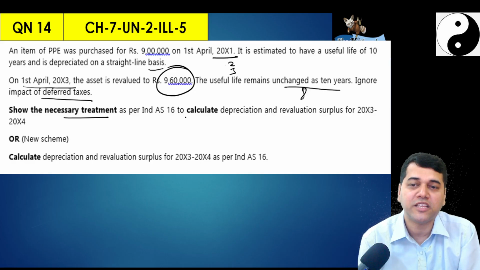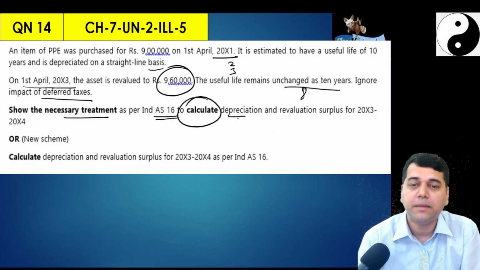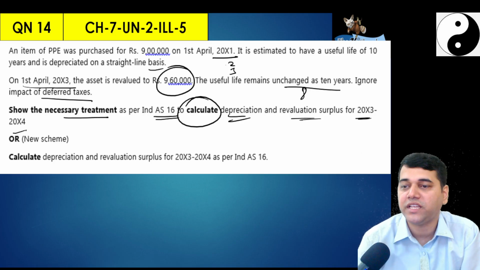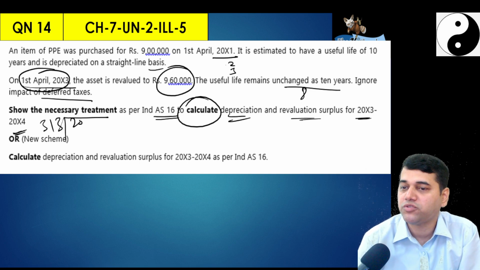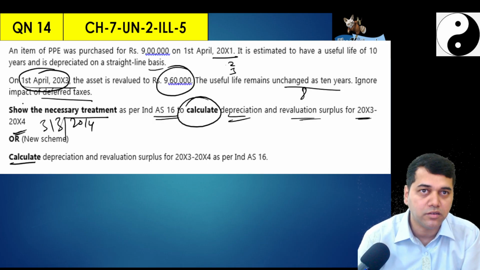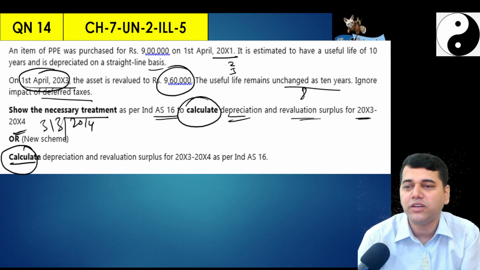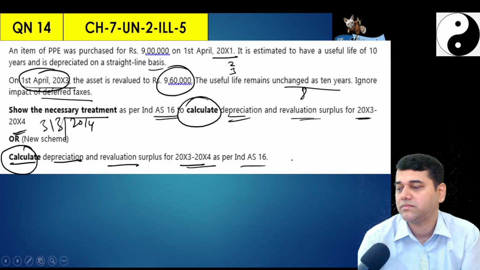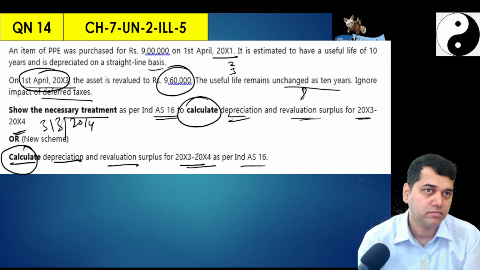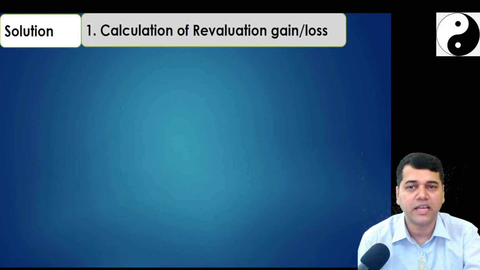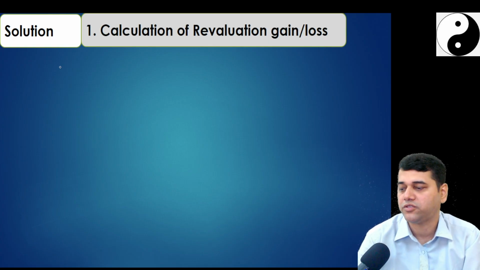Show the necessary treatment as per Ind AS 16 to calculate depreciation and revaluation surplus for 13-14. Because you did the revaluation on 1st April, 13-14 means 31st March 2014, they must be asking. In the new scheme, this was the old study material question. They started to use the calculator here. Should I write theory? No, it doesn't seem to be a theoretical question. Simply they said calculate depreciation. We'll calculate the depreciation and the revaluation surplus.